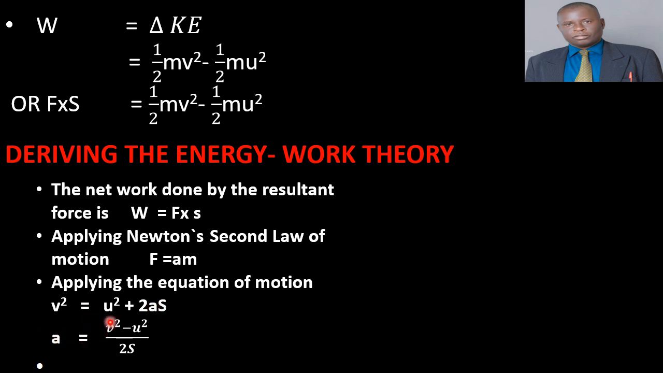So making A the subject of the formula here, you move this V squared to the other side so that you have 2AS. Then you divide both sides by 2S. Then A is going to be this expression here. So you can substitute this expression where there is an A. So that force applied is going to be equal to A multiplied by mass.